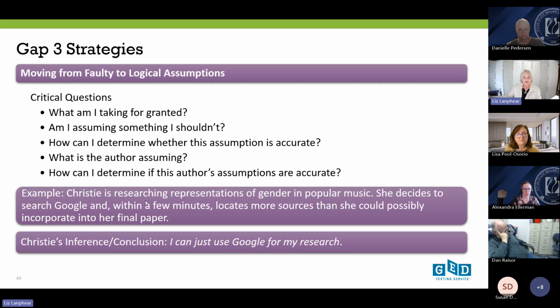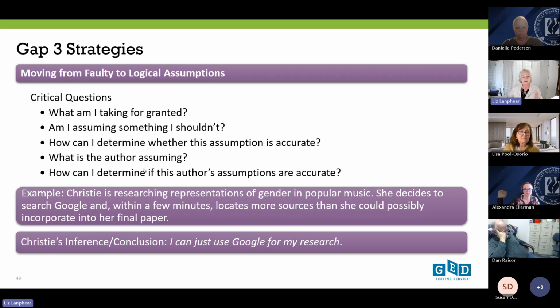An example is Christie, who is researching representations of gender in popular music. She decides to search Google and within a few minutes locates more sources than she could possibly incorporate into her final paper. Christie's inference or conclusion is, I can just use Google for my research. So that's a faulty assumption, right? But our students don't know that. They are like, yeah, that sounds perfect.